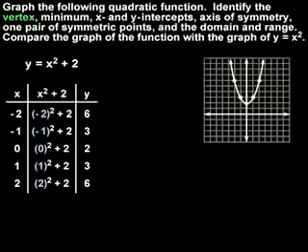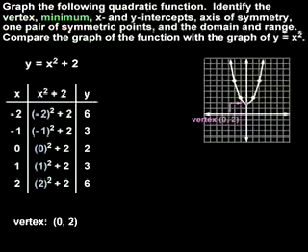Next, we're asked to identify the vertex of the parabola. Note that the vertex is either the highest point or the lowest point on the parabola, depending on whether the parabola opens upward or downward. In this case, since the parabola opens upward, we can see that the vertex is the lowest point on the parabola, which is 0, 2.